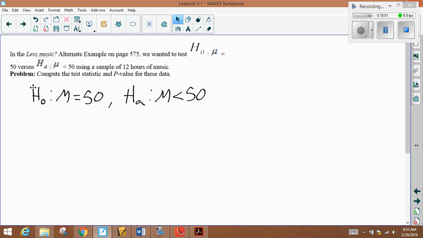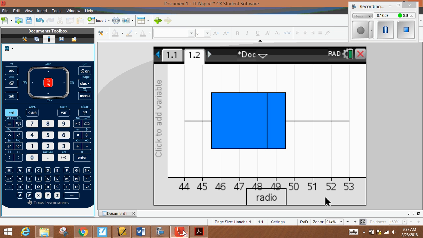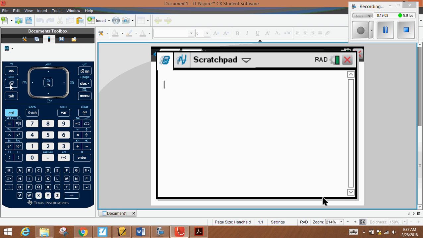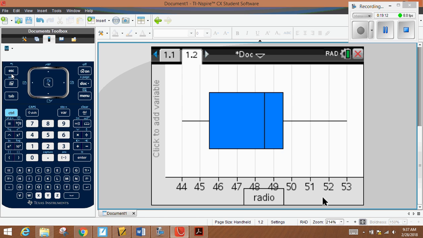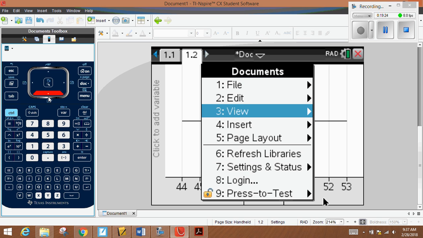Here we go. Let's get out our calculator. I'm going to do this on the scratch pad. Oh, no, my bad. I don't want to do it on the scratch pad. Silly me. Let's get out our calculator because the data's already there. I called it radio. Let's insert a calculator page.